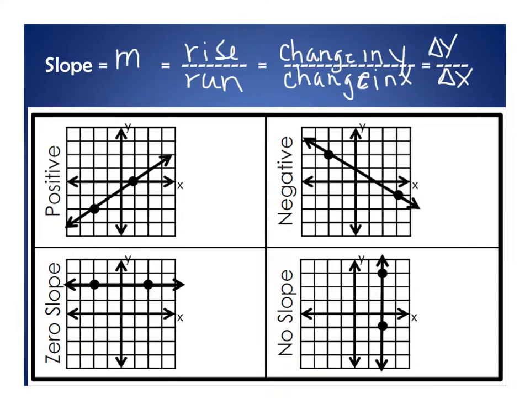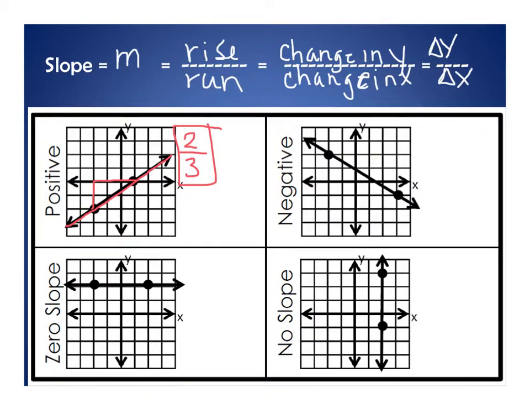So here we have some different graphs. This graph right here is showing positive slope. We know that it's positive because it is going up to the right. And also when we rise, we are rising 2 and we are running 3. So therefore our slope is 2/3.